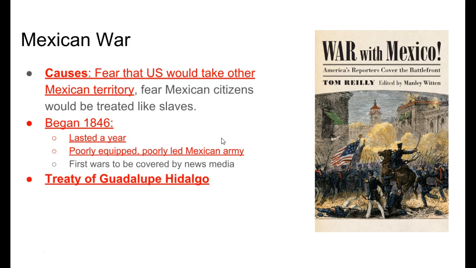The war did finally come to an end with the Treaty of Guadalupe Hidalgo, which allowed for Mexican cession, essentially for Texas to become part of the United States.